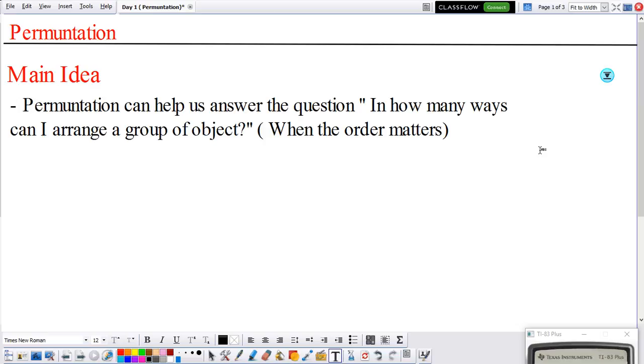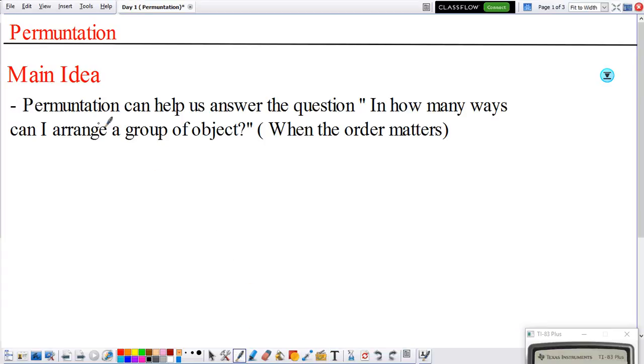Now, today we will talk about permutations. Now, the idea here is that we can use permutations because permutations can help us to answer the question: how many ways can we arrange a group of objects?